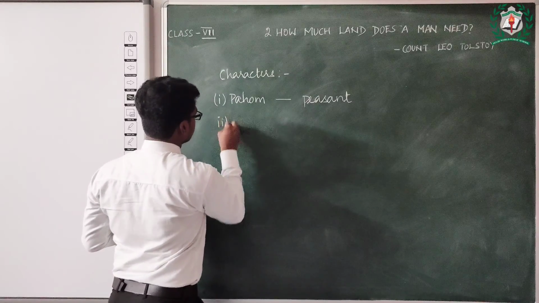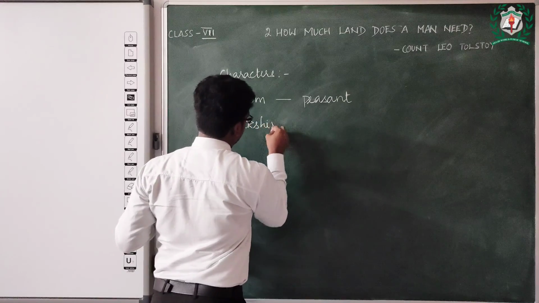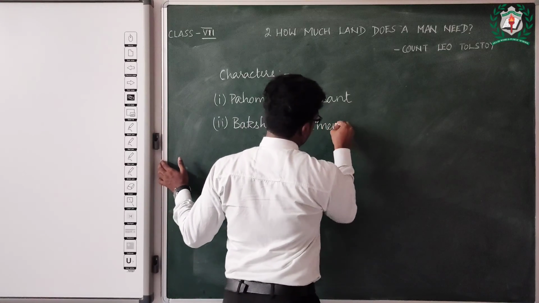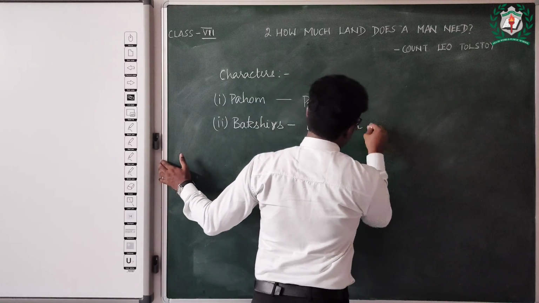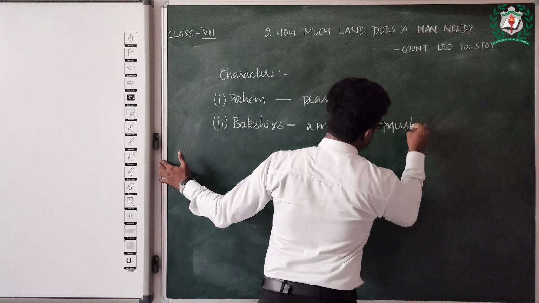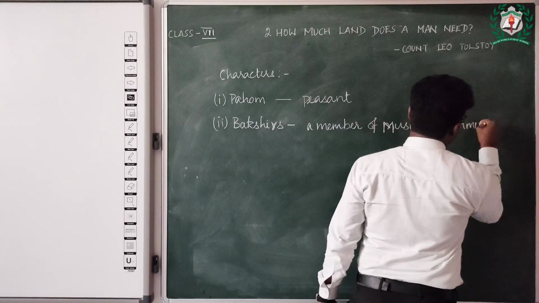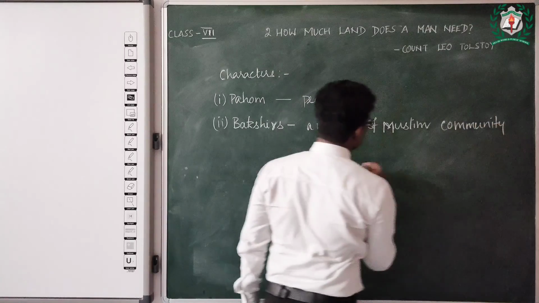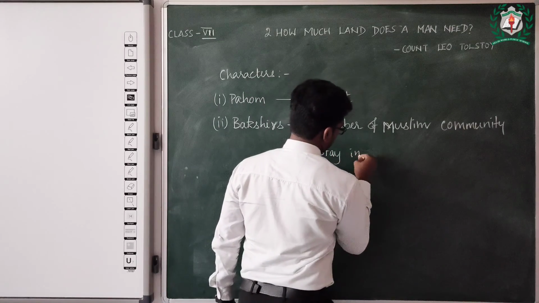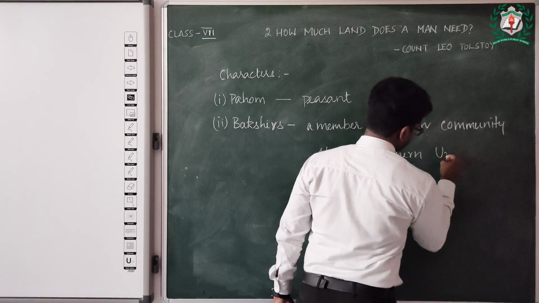And the second is Bakshirs, a member of the Muslim community. Especially they stay in the southern Urals.